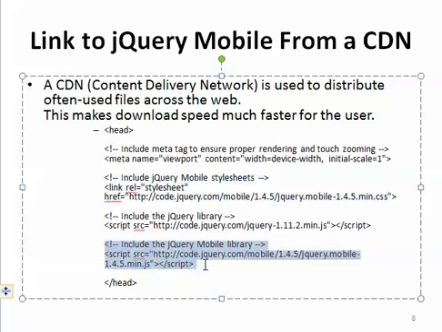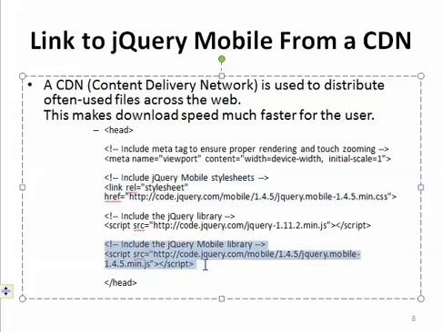Now, if we download it from the jQuerymobile.com website, we still need the same files. The only difference is how we make the reference. So we either have them there or we place a link. We have those two options.